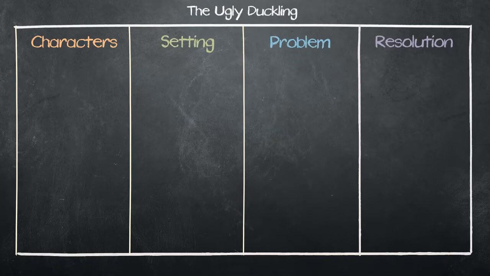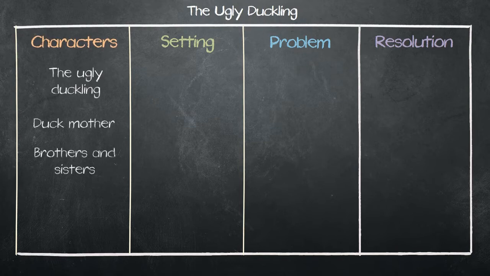Ask the students to identify the main characters in the story. Write their answers in the characters box. The ugly duckling, the duck mother, and the ugly duckling's brothers and sisters.